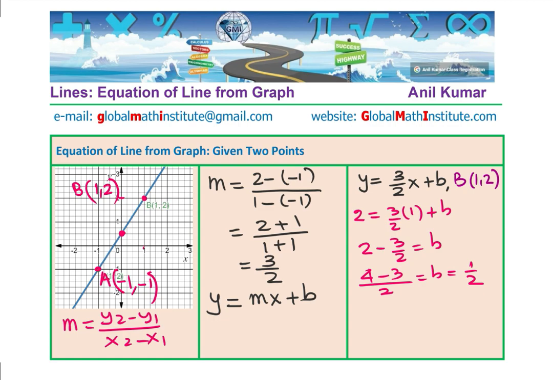But I'll encourage you to find the value of b and then check with the graph. Did we get the right result? Yes, we did. Perfect. Now we can write down the equation as y equals to slope 3 by 2 x plus the b value, which is half. Is that clear to you?